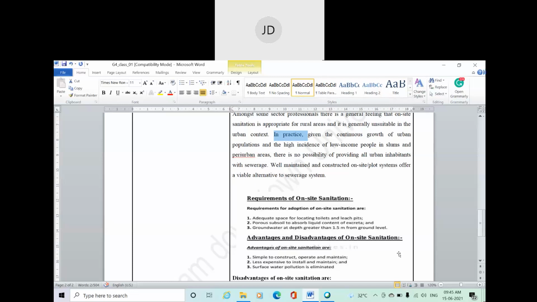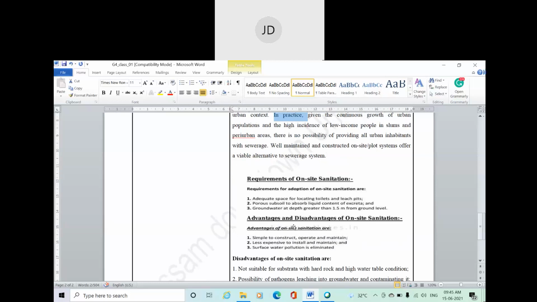so to prevent or restrict the contact of the waste or the wastewater with groundwater, we have to ensure the groundwater level is greater than 1.5 meters from the ground. This is the requirement for on-site sanitation. Okay, so what are they? First, we have to see the location, whether we have the location or not. Next, we have to check whether the subsoil is porous or not. And third, we have to check whether the groundwater is at a far depth or not. Okay, these things we have to consider first.